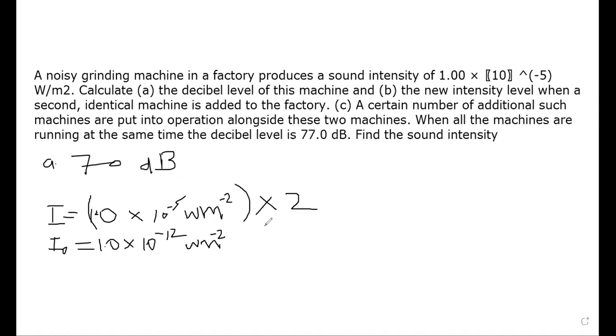So if I do that, what do we get? Let me wipe this so that I will have space. When we multiply that by 2, this is what we will get: 2.0 times 10 to the power minus 5 watts per meter squared.